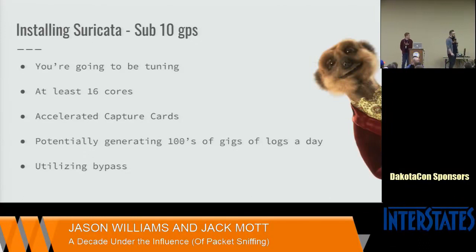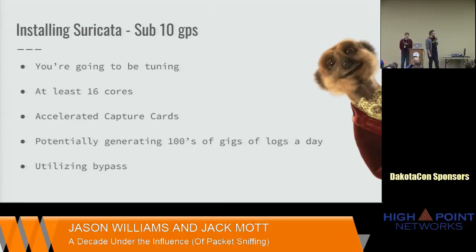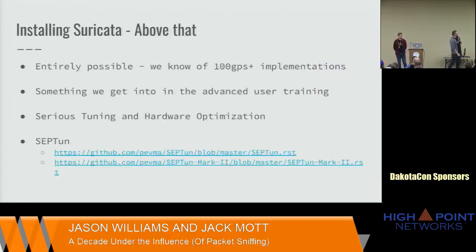Under 10 gigs, you're going to be tuning. You're going to need at least 16 cores. Maybe you might need to get into some accelerated capturing. Storage kind of starts to become an issue here because you're going to be generating a lot of logs depending on how you're looking at your traffic. And bypass is going to make a big difference for you.